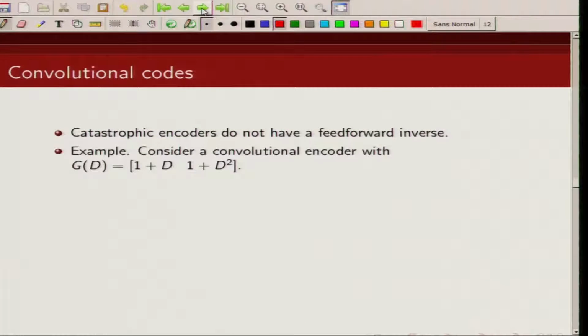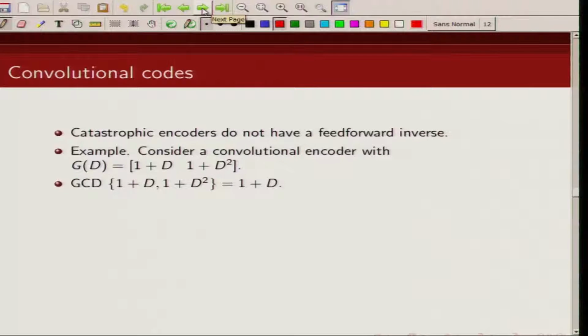So, let us look at one example. Let us consider a convolutional code whose generator matrix is given by this. This is a rate 1 by 2 convolutional code, and it has 4 states because the maximum degree of d is 2. So, the generator sequence G0(D) is given by 1 plus d and G1(D) is given by 1 plus d square.